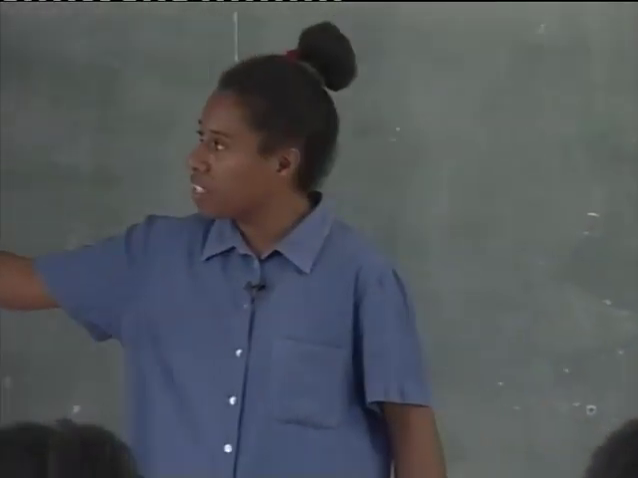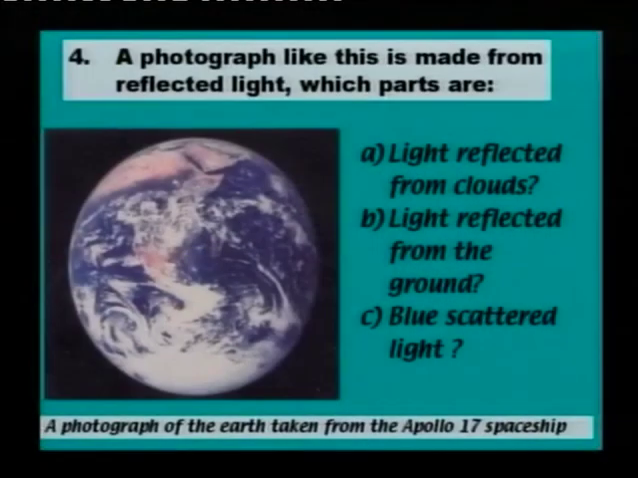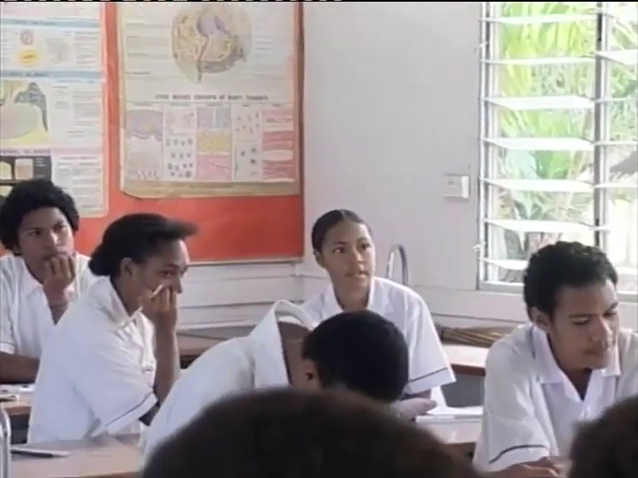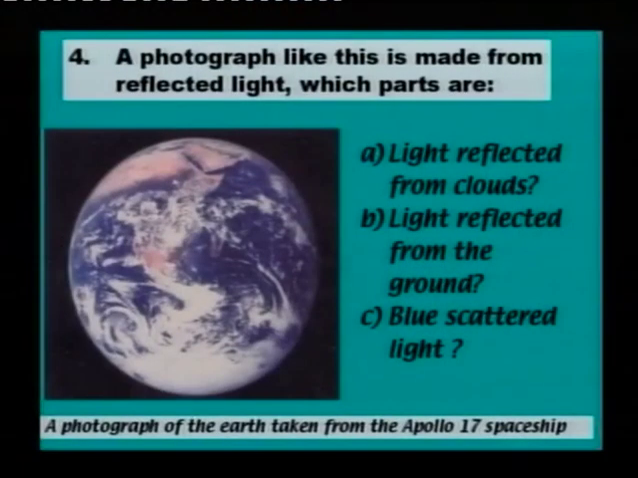All these white areas here will show light reflected from clouds. We agree with her that it's the white color? Yes, definitely. Okay, the next question, light reflected from the ground. What is the color? Patrick. Brown, or brown and a little bit reddish type color that you can see.